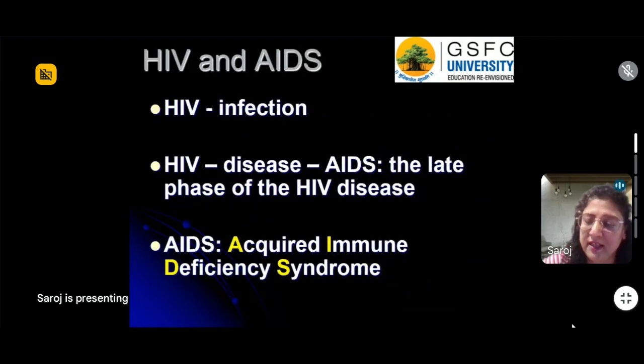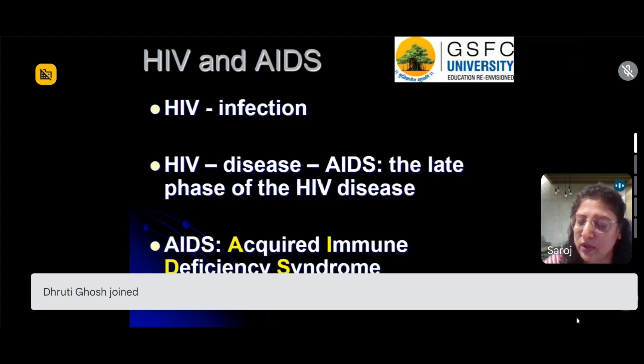Coming to HIV and AIDS, I hope all the students have this distinction very clear that HIV is a viral infection, and this HIV infection slowly develops into what we call an HIV disease. And this HIV disease endpoint is actually AIDS. So it is not right at the onset that you will get AIDS. You will get AIDS only towards the end, when you have a full-fledged HIV disease. So AIDS is the late phase of the HIV disease. And just to familiarize those students who have no idea about what AIDS is, it's an acquired immune deficiency syndrome.